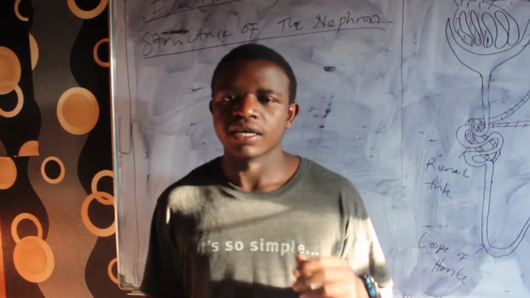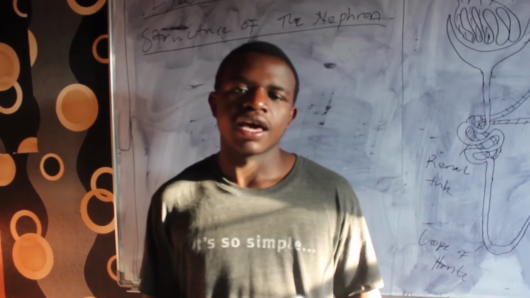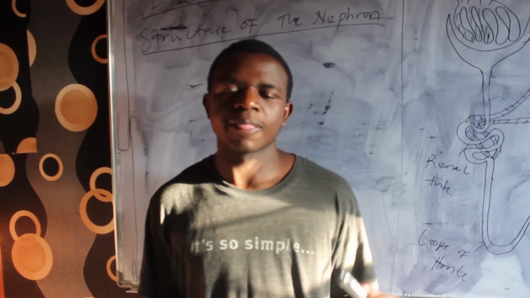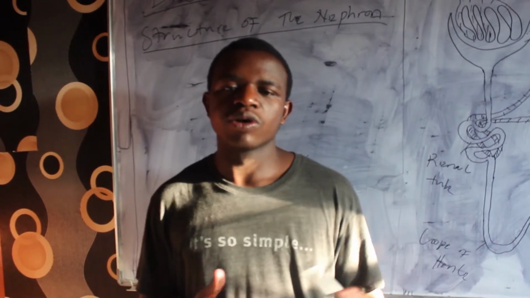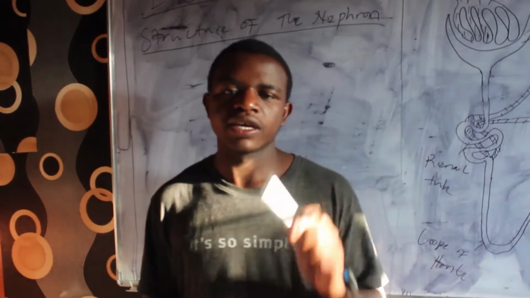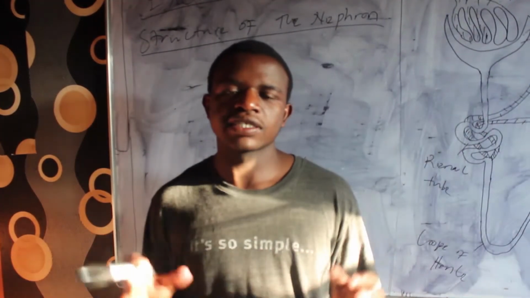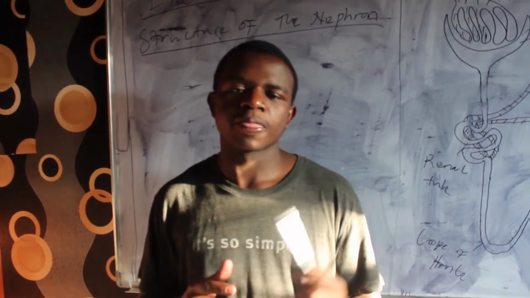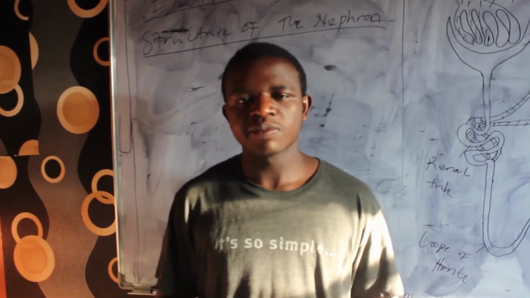The common collecting ducts pass through the medulla. After passing through the medulla, they pass through the pelvis. After passing through the pelvis, they go out of the kidney through the ureter. All these structures that I've said are the structures that form the nephron. So I'm going to write the points that I'm just saying.